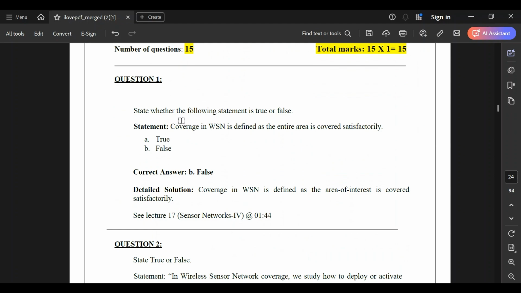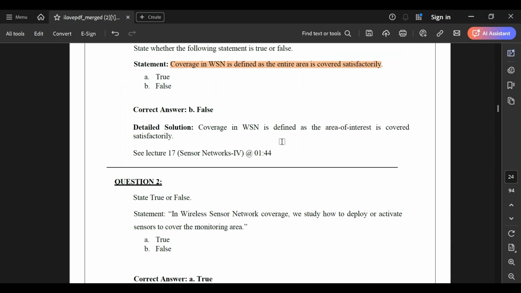Moving to the next assignment. Coverage in WSN is defined as the entire data is covered satisfactorily. This is false. Coverage in WSN is defined as the area of interest. It is the area of interest.